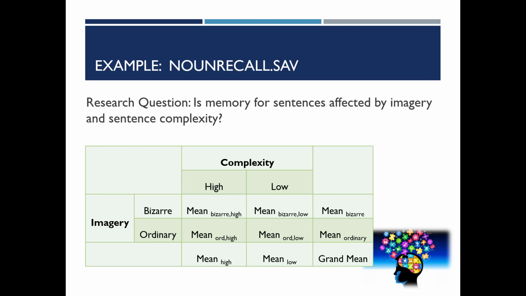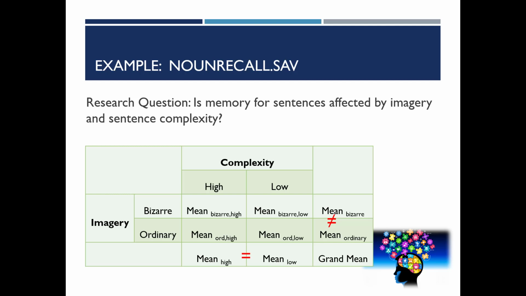Do note that we're not going to run a post hoc test for the main effects, because we already know that these two means within imagery are different, whereas these two means within complexity are not significantly different. In terms of main effects, we already know whether or not there are significant differences in means and in what direction, because by looking at the means themselves, if it's just two means, you know which one is higher versus lower.